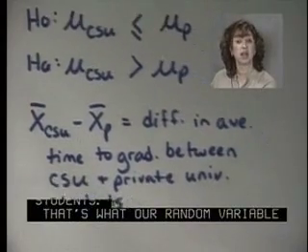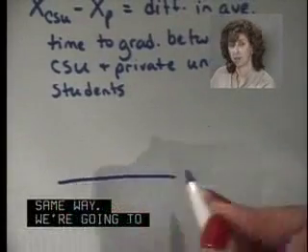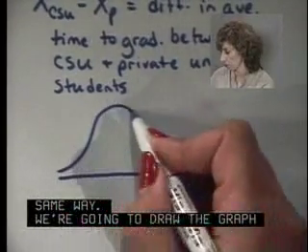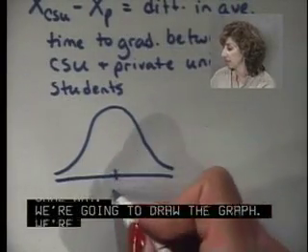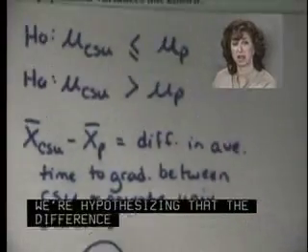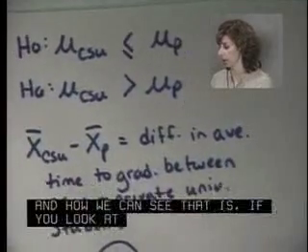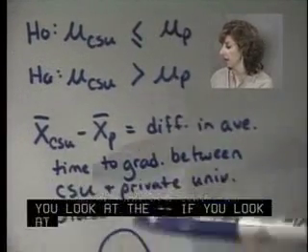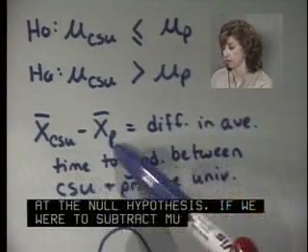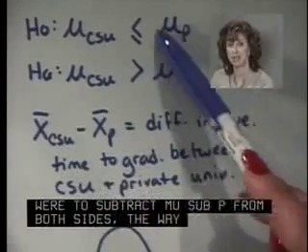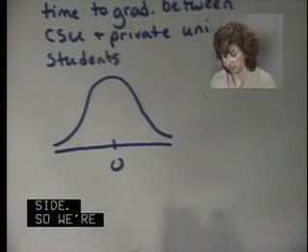Now we continue along just the same way. We're going to draw the graph. We're hypothesizing that the difference is 0. And how we can see that is if you look at the null hypothesis, if we were to subtract mu sub p from both sides, the way our random variable is set up, we would have a 0 on the right side. So we're hypothesizing that the difference is 0.